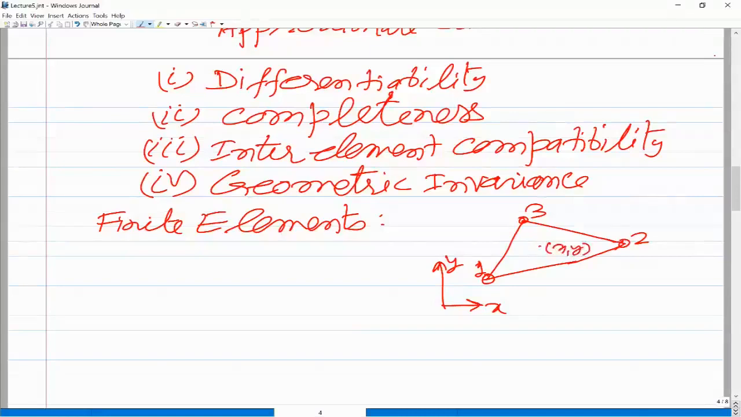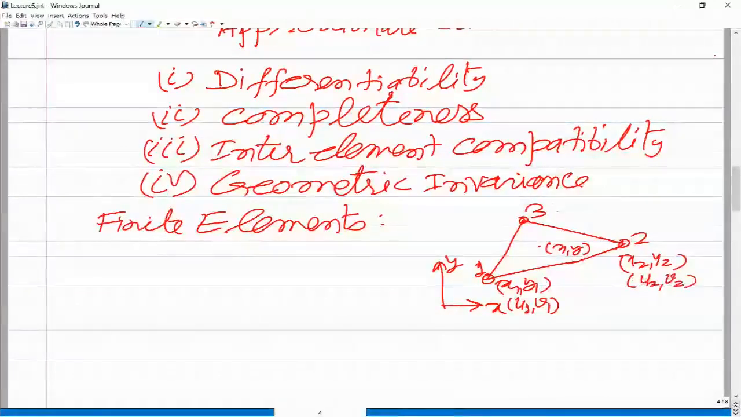To satisfy the inter-element compatibility, we know that the primary variables should be there as degrees of freedom at the nodes. So the nodal coordinates would be x1, y1, and the corresponding nodal displacement degrees of freedom would be u1, v1. Here the coordinates would be x2, y2, with degrees of freedom u2 and v2. This is x3, y3, with corresponding degrees of freedom u3 and v3.